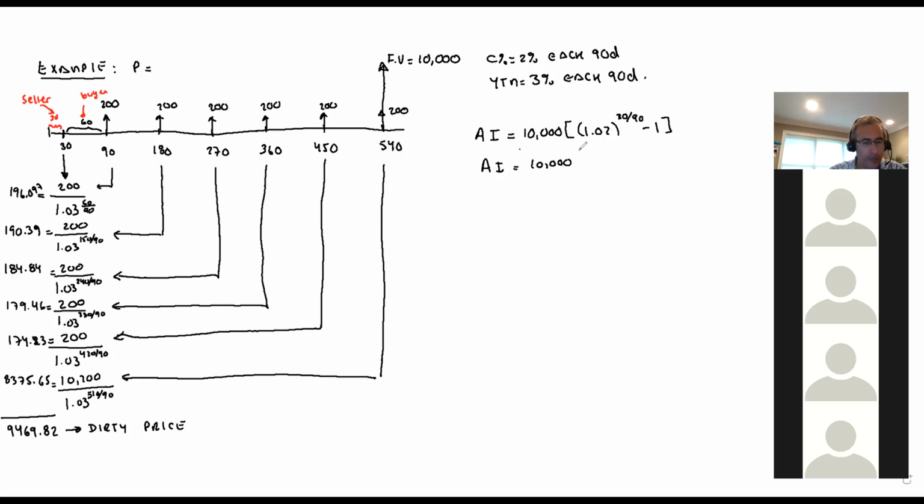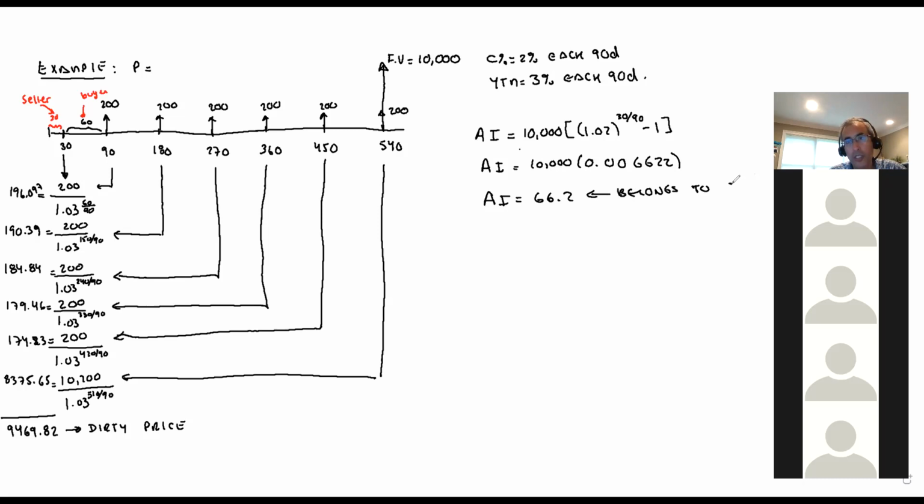Minus 1. So this is equal to 0.1266622, right? If I multiply this times 10,000, I get 66.2. So this belongs to who? Seller or buyer?